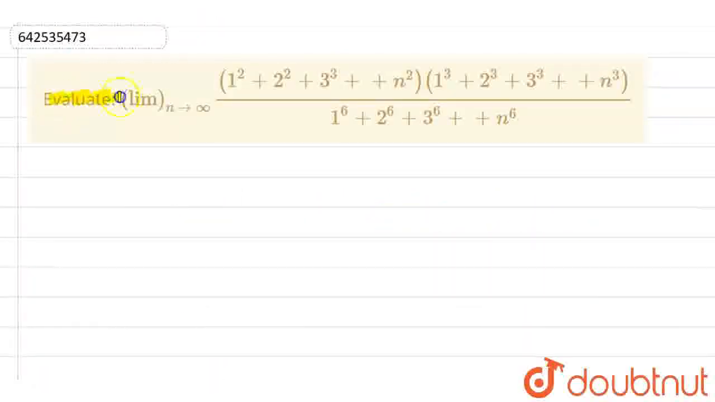Hello everyone, in this question we have to evaluate limit n tends to infinity of 1 square plus 2 square and so on up to n square, multiplied by 1 cube plus 2 cube and so on up to n cube, divided by 1 to the power 6 plus 2 to the power 6 and so on up to n to the power 6.